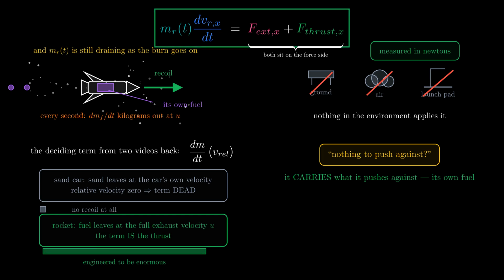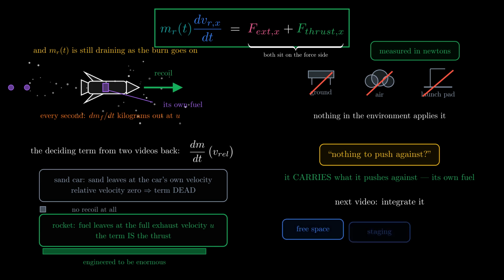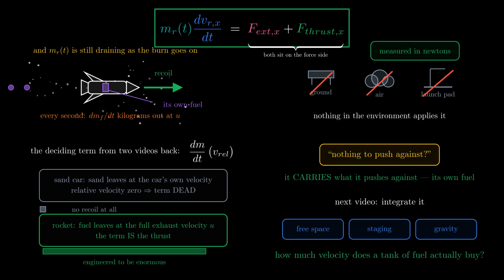What we hold is a differential equation: mass times acceleration equals external force plus thrust, with the mass itself draining as the burn goes on. Next video we integrate it in free space, then in stages, then against gravity, and find out how much velocity a tank of fuel actually buys.